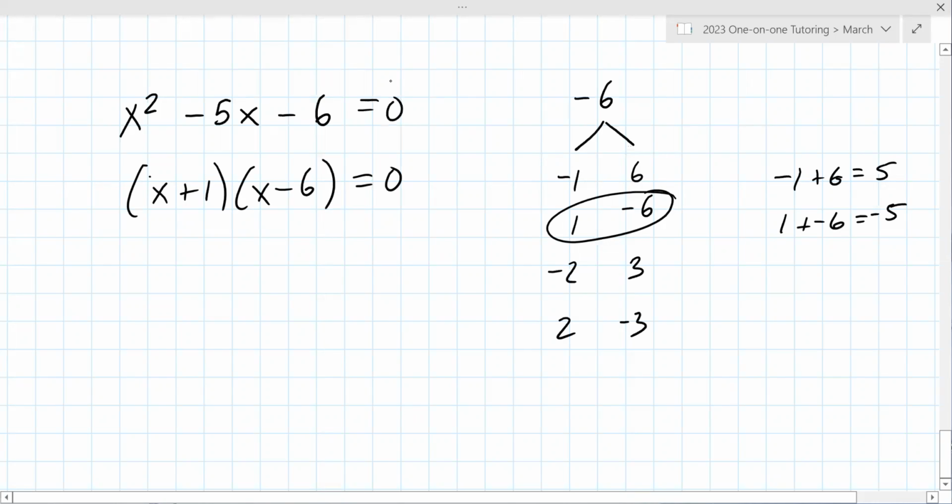Because if this were multiple choice, all the solutions would be there. You'd have -1 and 6, 1 and -6. So here you've got x plus 1 equals 0, x minus 6 equals 0. So that's x equals -1, x equals 6.